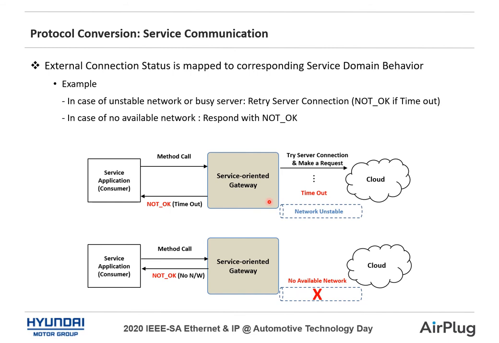Even when the connection is still alive, the response from the server might take a very long time. In this case, the gateway might need to check timeout and then return a relevant response to the requesting application so that the application can do an appropriate action. In some cases, there might be no available network at all. This can happen when the vehicle is in a no-signal area or when there is no roaming contracted network. In this case, the gateway might immediately return an error to the application, possibly with the related error reason.